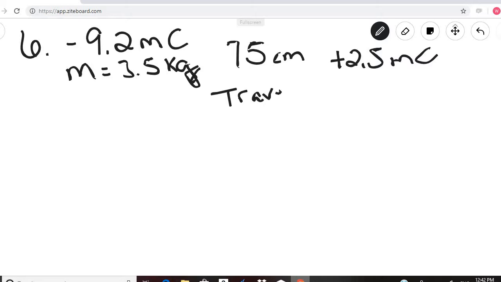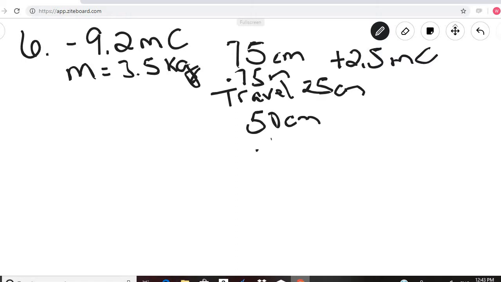So it's going to travel 25 centimeters. Okay, so these particles are opposite, so they're going to be traveling toward each other. They're going to be attracted to each other. So that means when it has traveled 25 centimeters, it's going to be 50 centimeters from the other particle. Okay, and of course these need to be in meters, so this would be 0.75 meters, and this would be 0.50 meters.